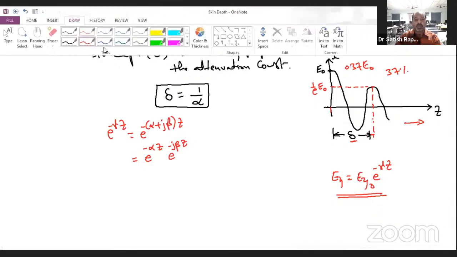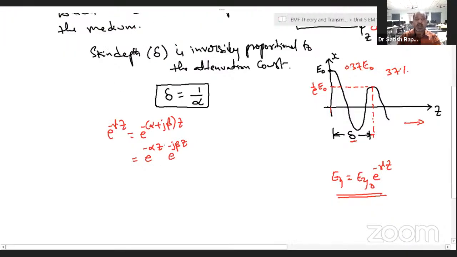Here, as we know, any wave can be characterized with amplitude and phase: how the amplitude is varying and how the phase of the wave is varying. So this term, e power minus alpha z, will give you the variation in amplitude.